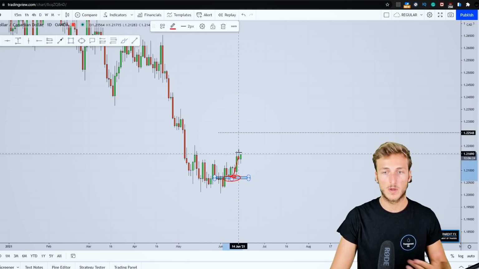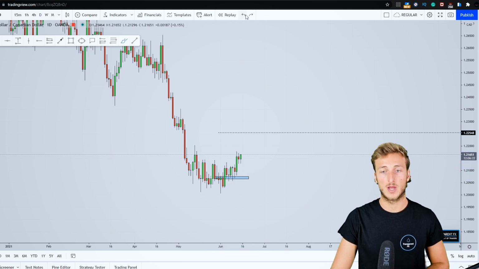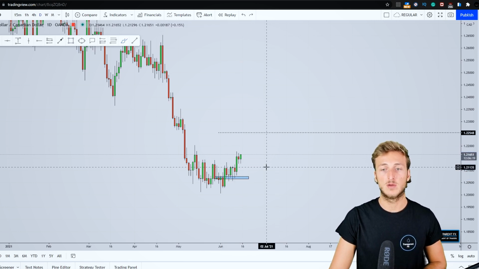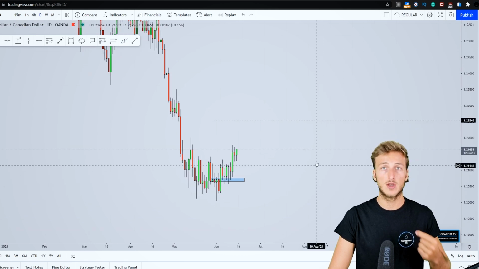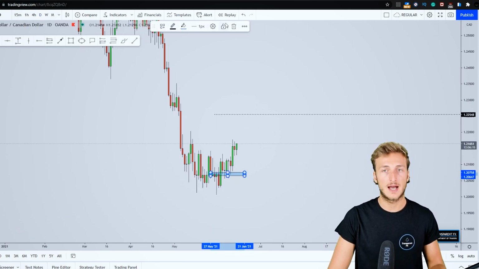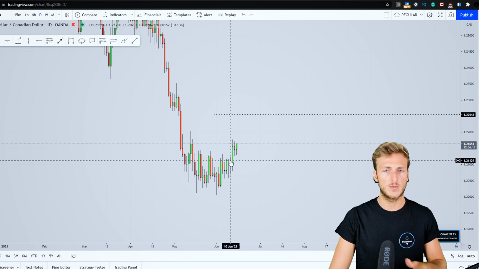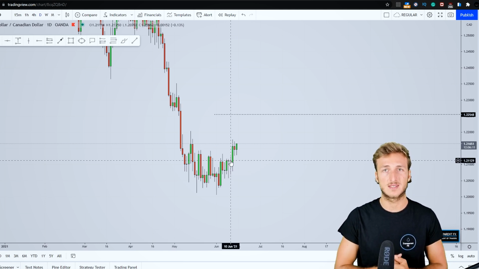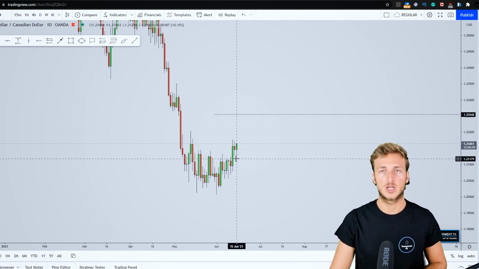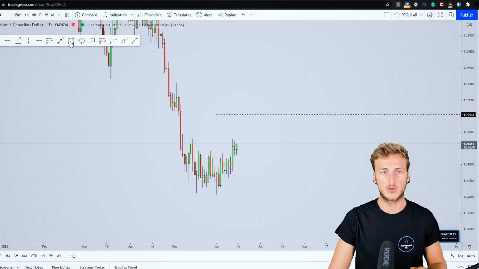And from this level, we wanted to see the market provide a rejection to the upside. And in fact, that is exactly what the market just did here. But we can also see that we just had another break of structure. And by the way, I will link that previous analysis in the description so you can go and check it out for further reference and more free education.